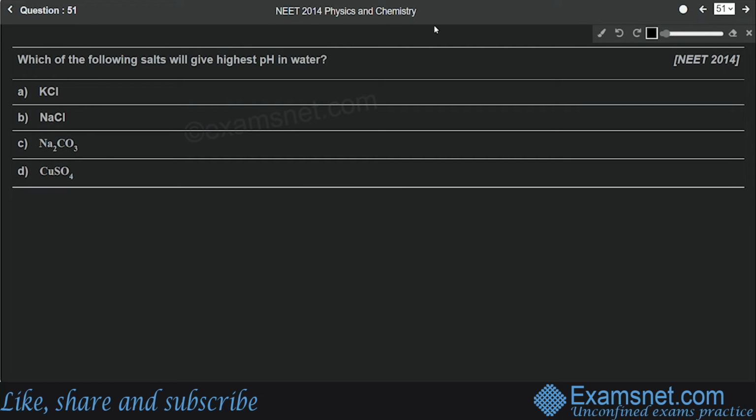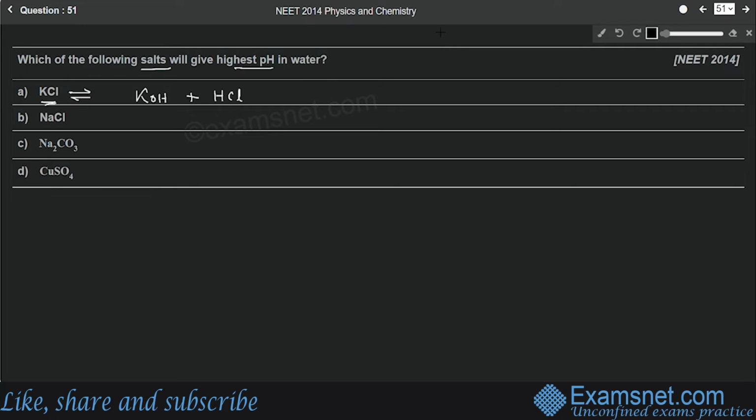Question number 51 is from the chapter Equilibrium, and the question is, which of the following salts will give highest pH in water? Okay, so let's see. The first one is KCl, that is potassium chloride. We know that a salt is made from an acid and a base. So if we hydrolyze KCl, what do we get? We'll get KOH. So this is the base and HCl is the acid here.